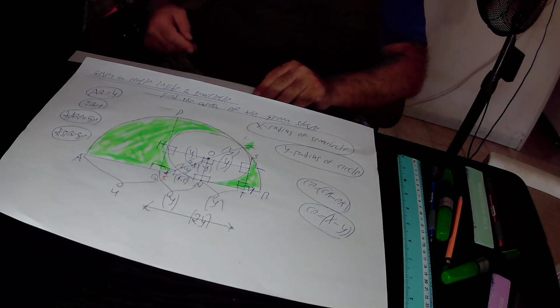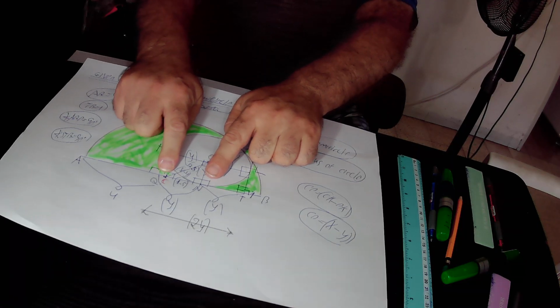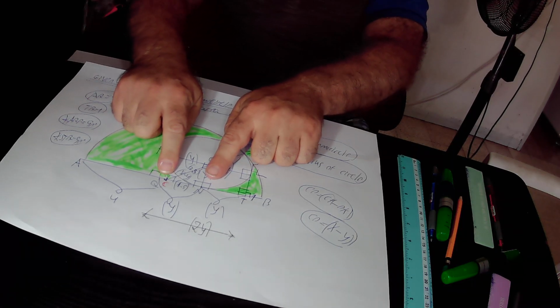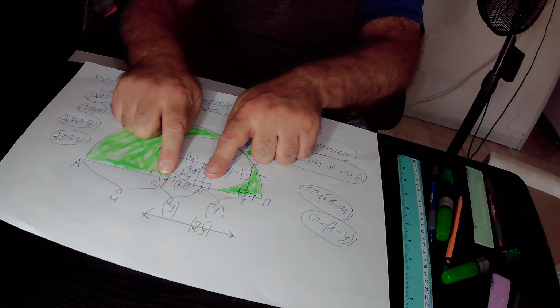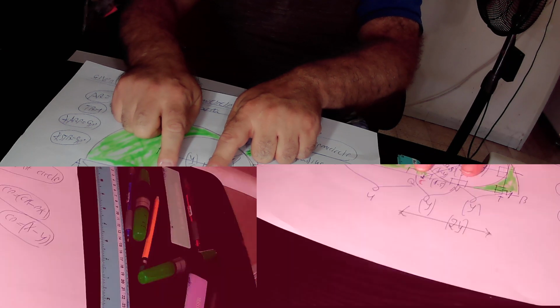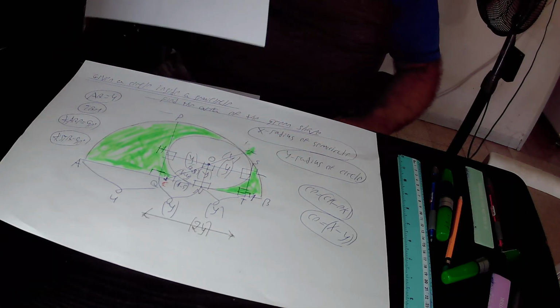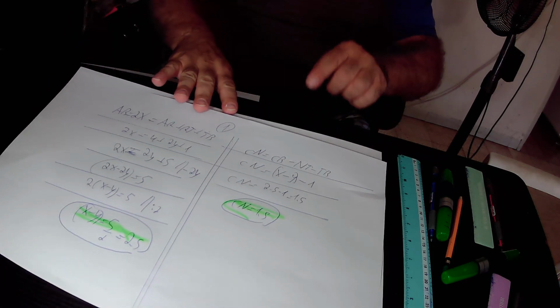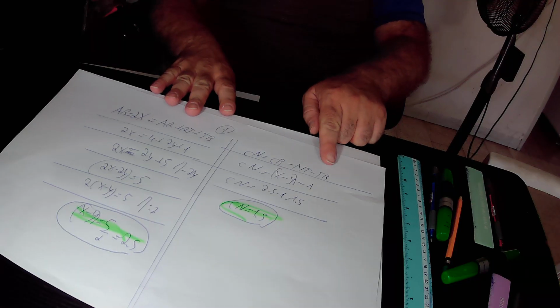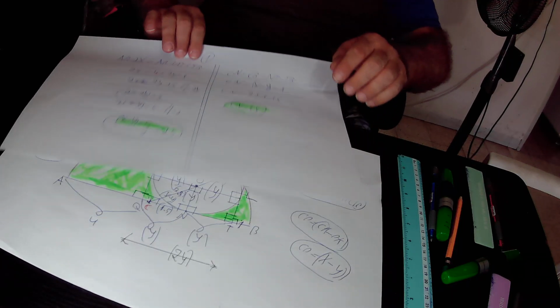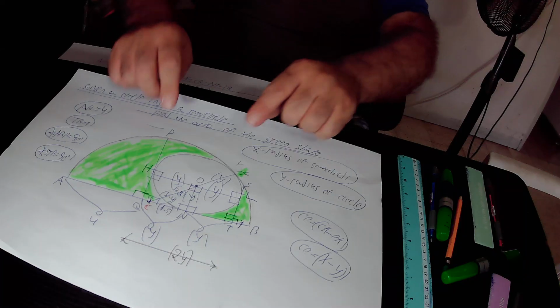What is the length of this missing line segment CN? From the drawing it is very easy to see that CN in total equals CB minus NT minus TB. Again, CN in total equals CB minus NT minus TB.